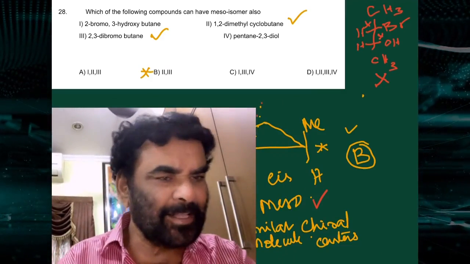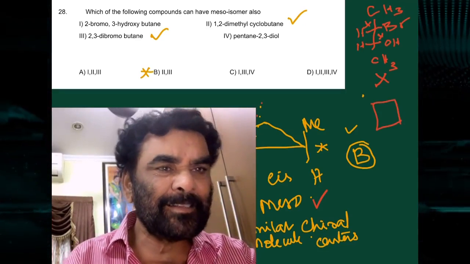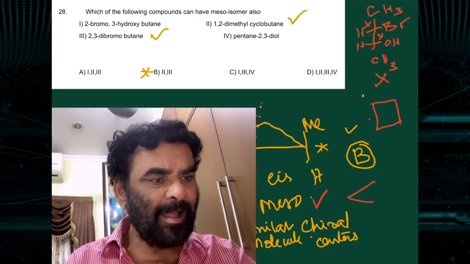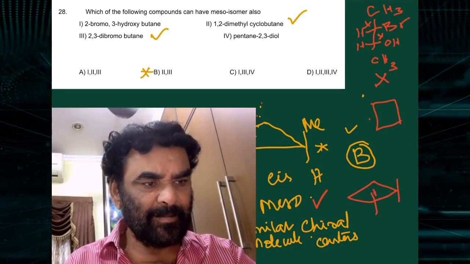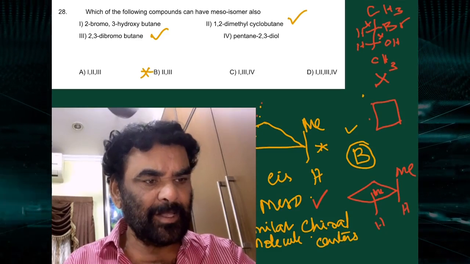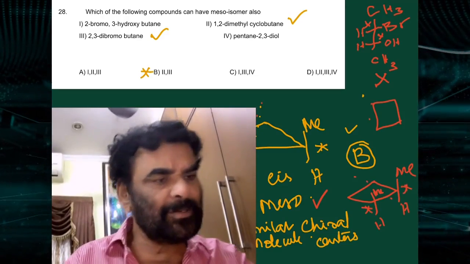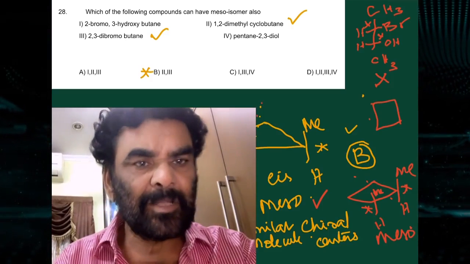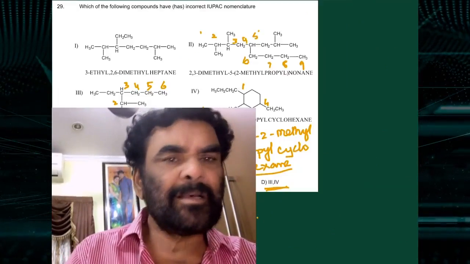Butane, yeah, I have taken the cyclopropane, cyclobutane you have to take. This is 1,2-dimethyl cyclobutane. This is chiral, with a plane of symmetry. Therefore meso, this is meso. I took cyclopropane, that was a mistake. So the correct answer is B. 2, 3 is correct.